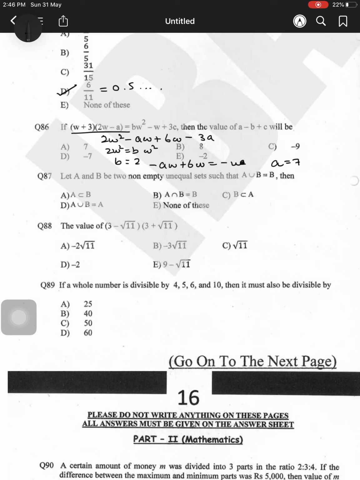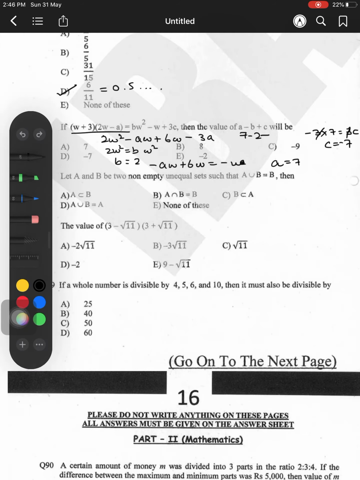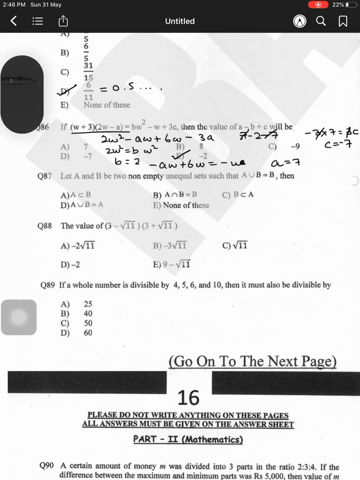a as 7, and then we have minus 3a, minus 3 multiplied by 7, is equal to 3c. So c is going to be minus 7. We know that a is 7, we know that b is minus 2, and we know that c is minus 7. Plus 7 and minus 7 get cancelled out. We are only left with minus 2, so E is the answer.